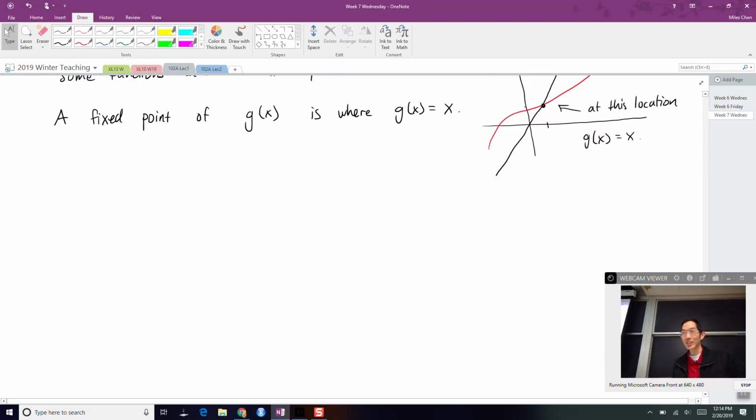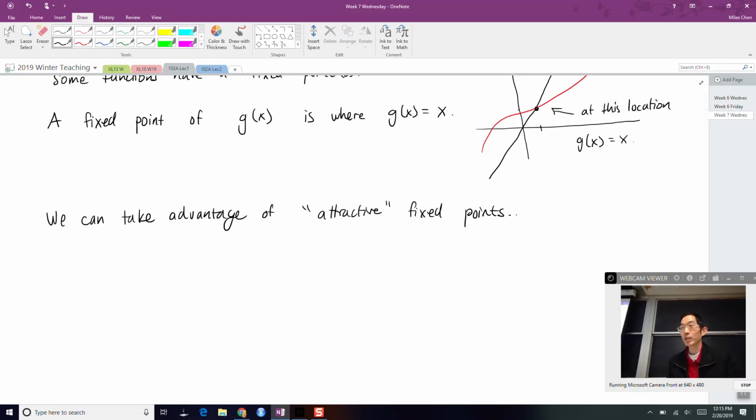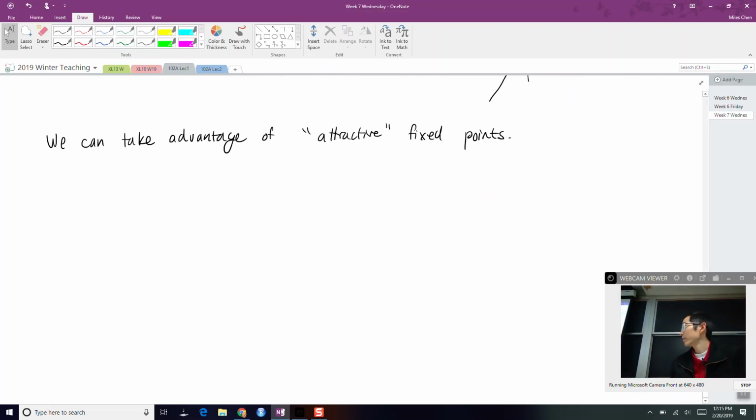Hope it's okay. All right, all right. So what we can do is we can take advantage of what we might call attractive fixed points, okay? So for example, the square root function has an attractive fixed point.